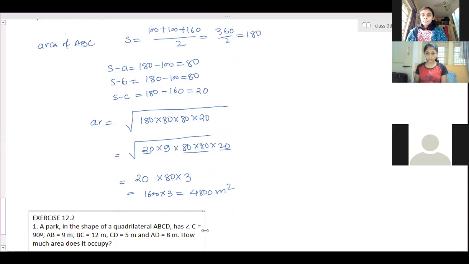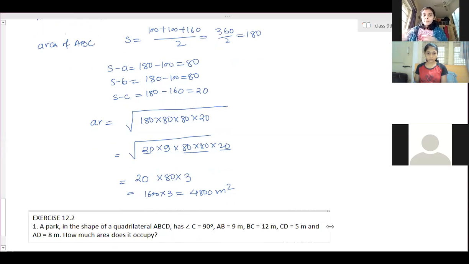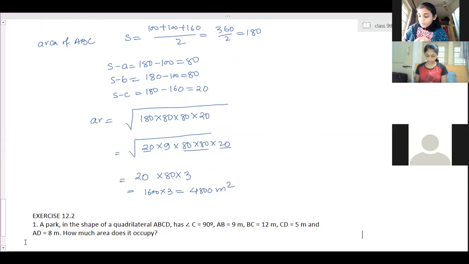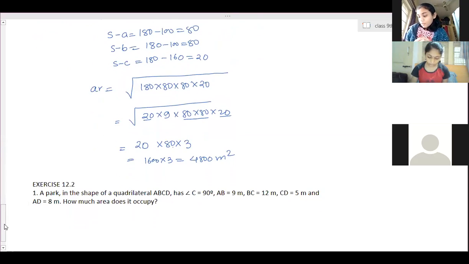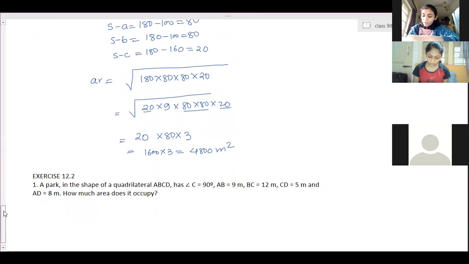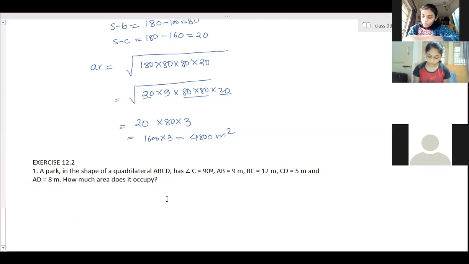First question. A park in the shape of quadrilateral ABCD has angle C equal to 90 degrees. AB is equal to 9 meters, BC is equal to 12 meters, CD is 5 and AD is 8. How much area does it occupy?